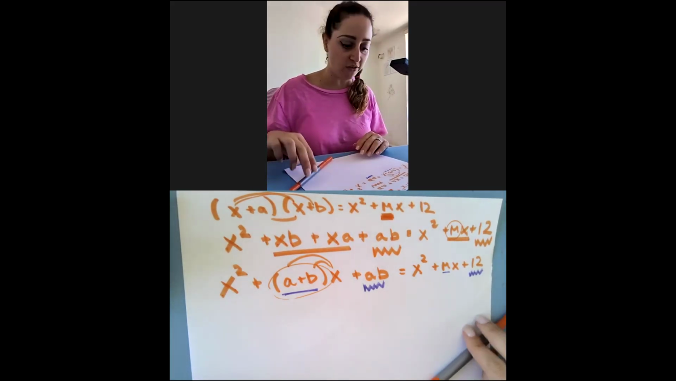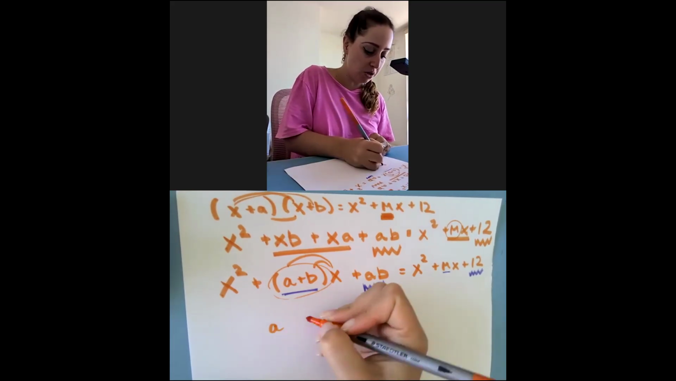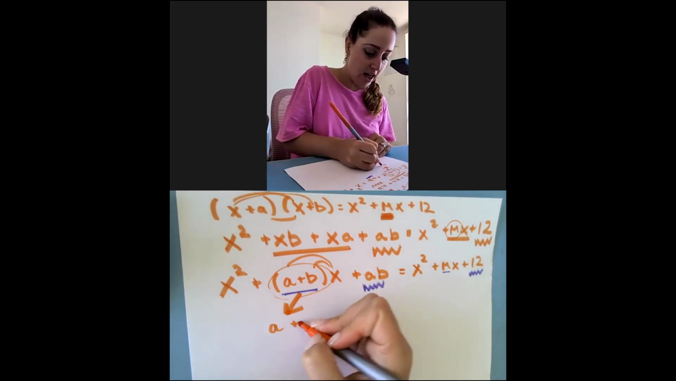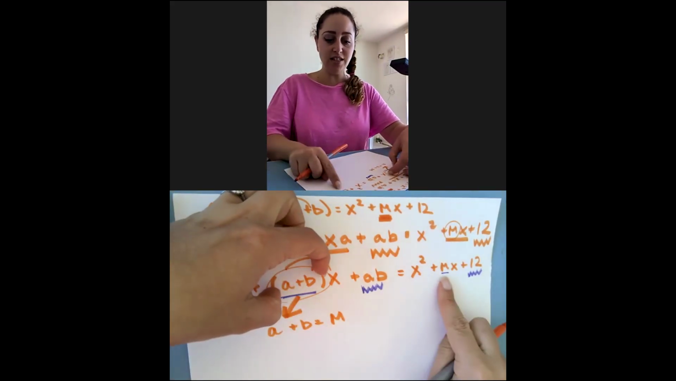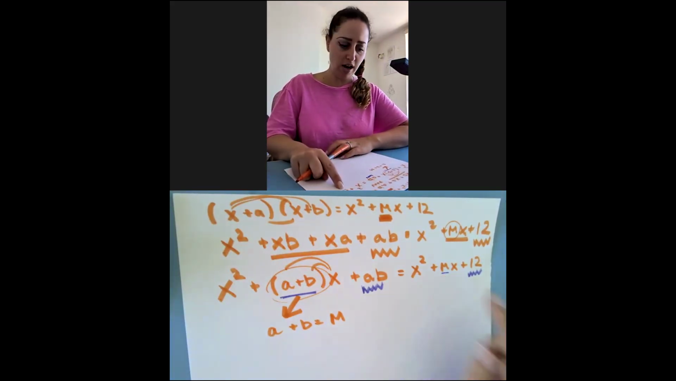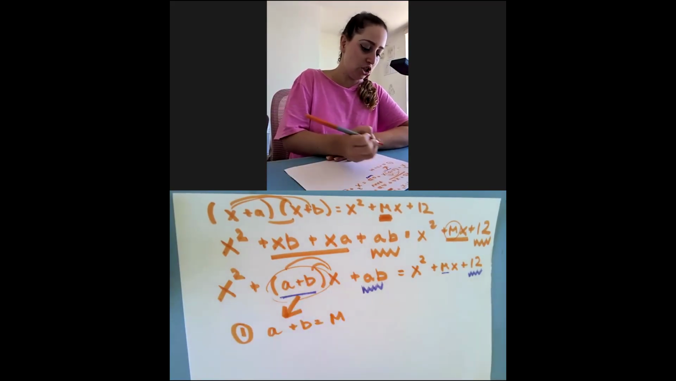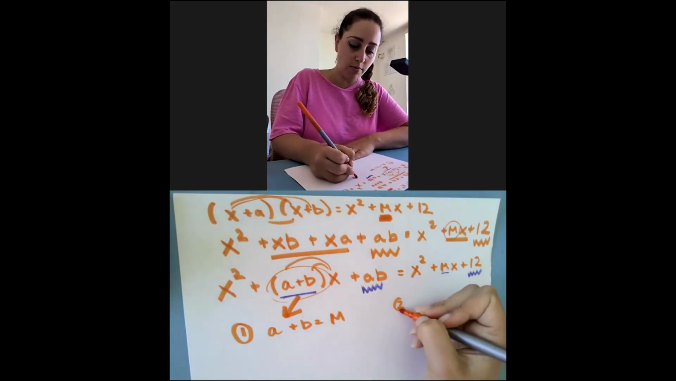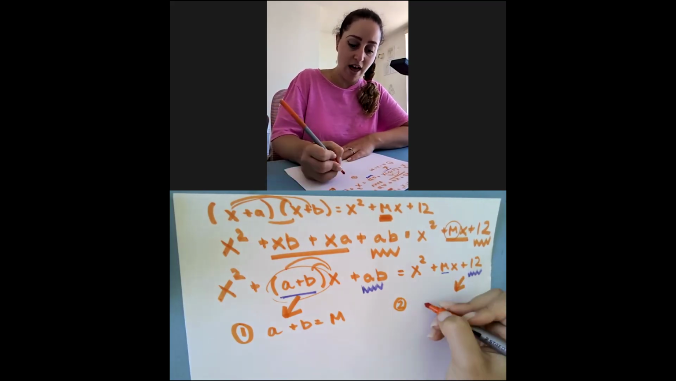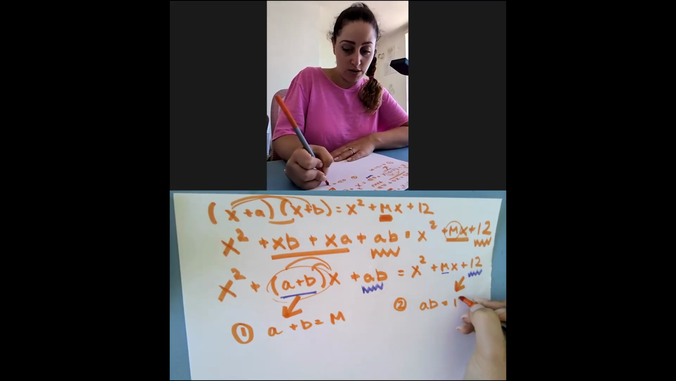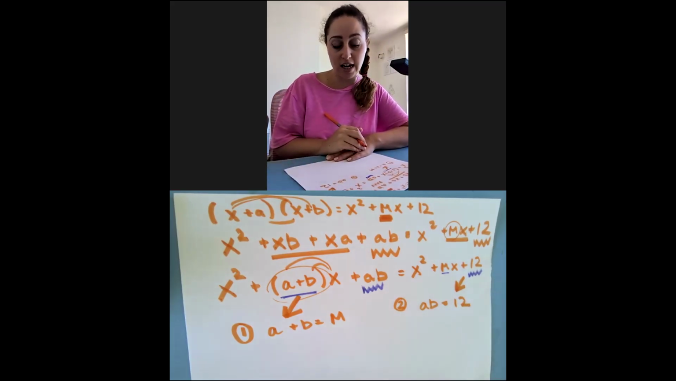So let's solve. Our first equation will be this guy. A plus B equals M. The thing in front of the X equals the thing in front of the X. Great. I'll go ahead and label this equation number 1. What's equation number 2? Well, I'm getting it from this AB and 12 business. So AB equals 12. We are equating this side to that side.